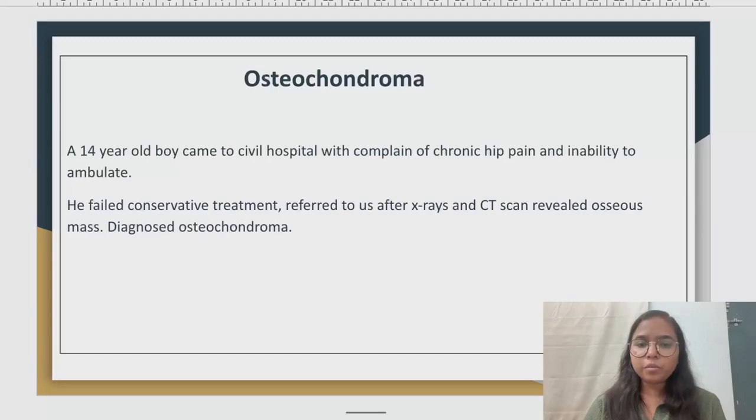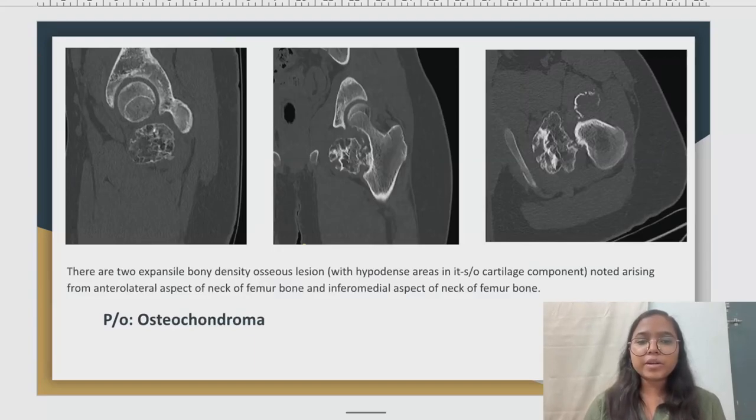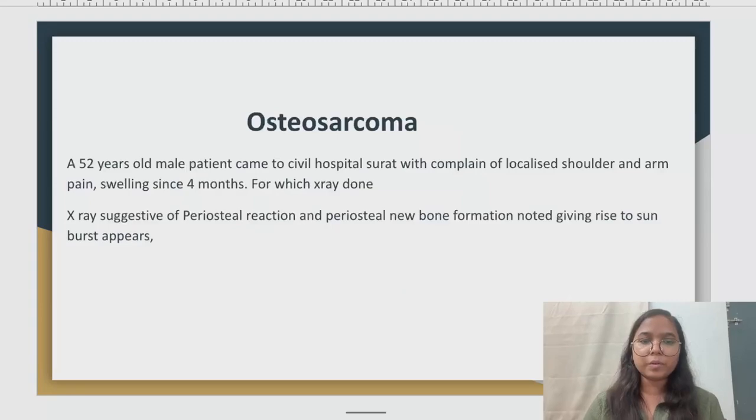Osteochondroma: 14-year-old boy came to the civil hospital with complaint of chronic hip pain, inability to ambulate. He failed conservative treatment, referred to us after X-ray and CT scan revealed an osseous mass, diagnosed osteochondroma. There are 2 expansile bony density osseous lesions with a hypodense area within them, suggestive of chondroid component, noted arising from the anteromedial aspect of the neck of the femur and inferomedial aspect of the neck of the femur, possibility of osteochondroma.